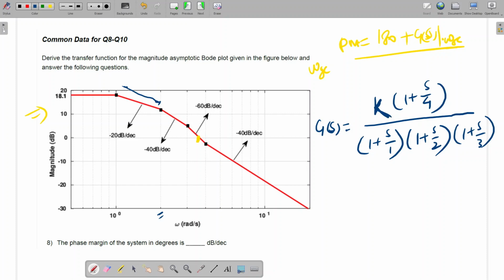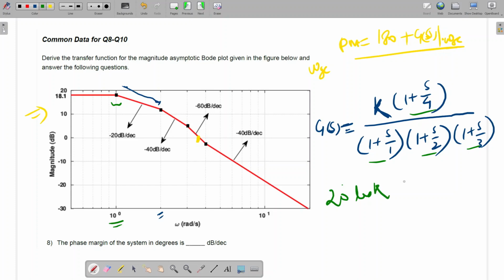K into this one. So this will be our transfer function, correct? Now we have to calculate the value of k. What will be the k value? So see here, at omega equal to 1, we know the value. At omega equal to 1, we know the value. So the poles greater than or equal to 1 will be neglected. So this and this all will be neglected. So what will be the 20 log k?